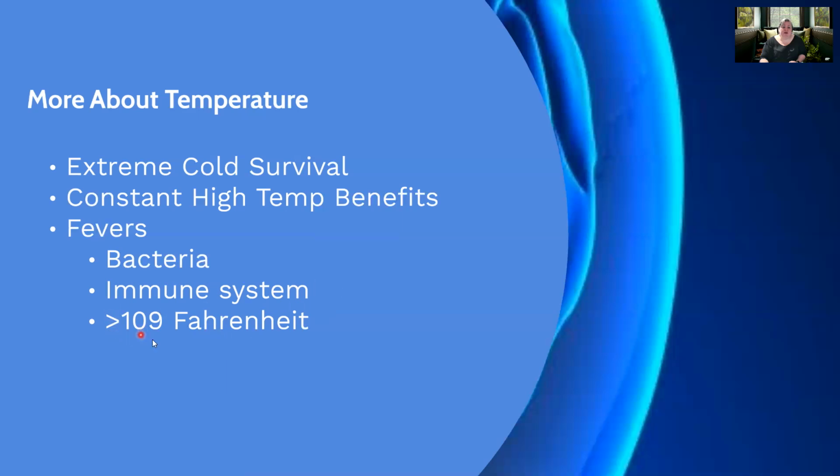But if it gets above 109 Fahrenheit, it's basically life-threatening at that point. So a fever can be good to help the immune system, is kind of how our text explains it, but it's kind of like with our temperature in general: at 109 or above, the trade-off isn't worth it because it becomes deadly for the person who has a fever that high. So that's more about temperature.